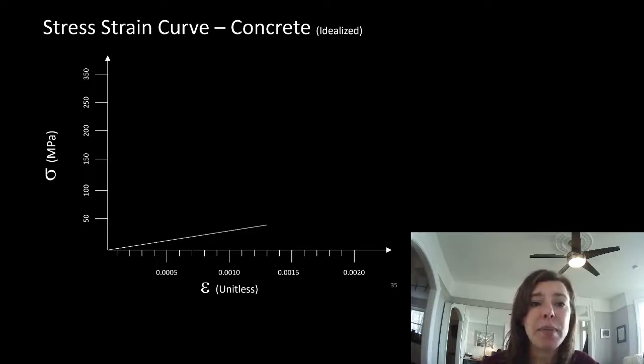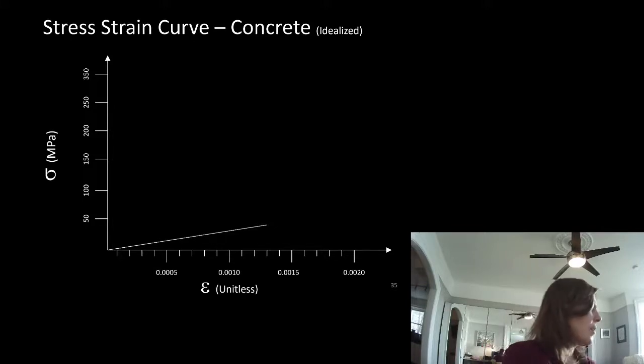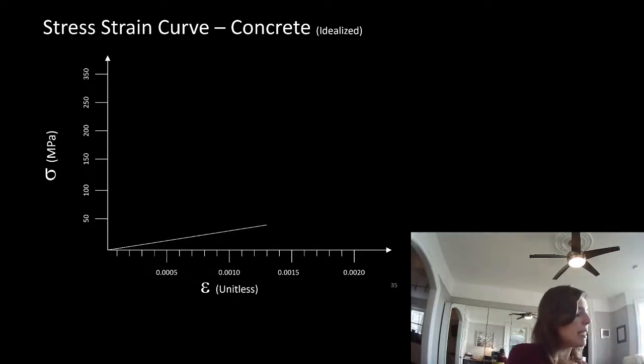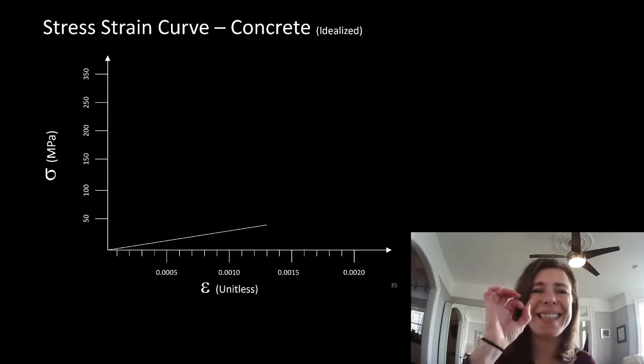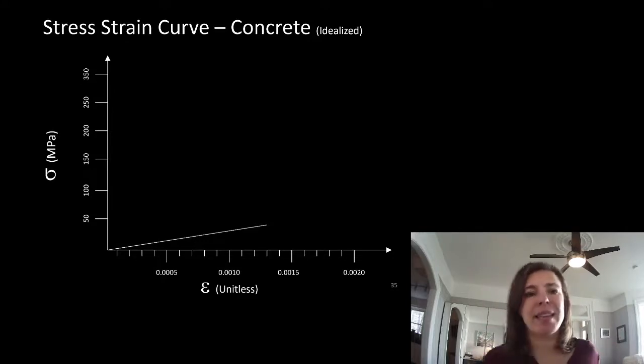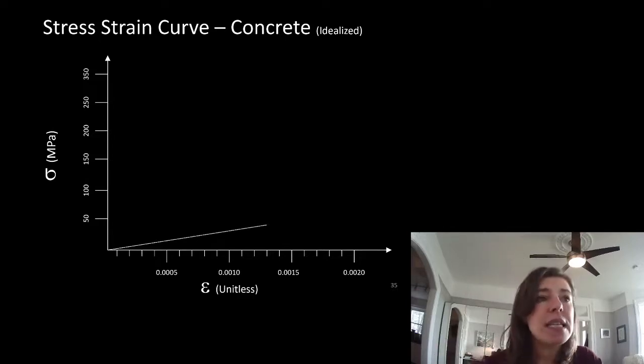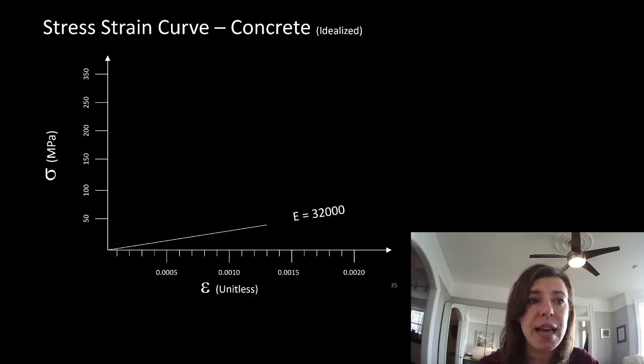So this might be an example of a concrete stress strain curve. Now this one is in compression. I'm even going to note that the concrete stress strain curve is compression, because concrete in tension basically is zero. It does not have the ability to take pretty much any tensile force. So this is our stress strain curve in concrete. It's only an elastic zone. That is our modulus of elasticity on this particular piece of concrete.